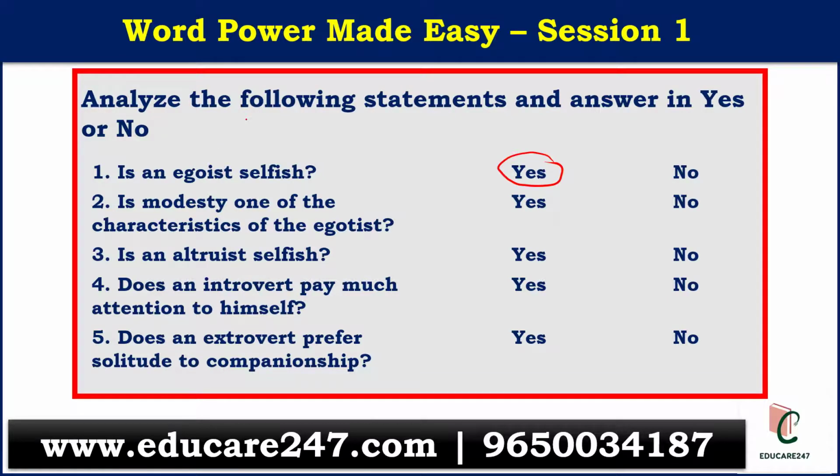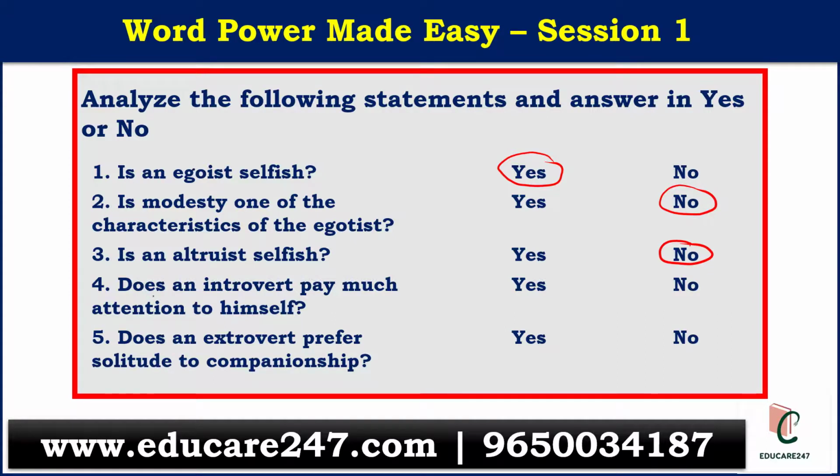Next we have, is modesty one of the characteristics of an egotist? So if you see, modesty means he's humble. So basically an egotist is someone who tries to boast about himself. So our answer here will be no. Next we have, is an altruist selfish? So altruist is not a selfish person. He is actually selfless.